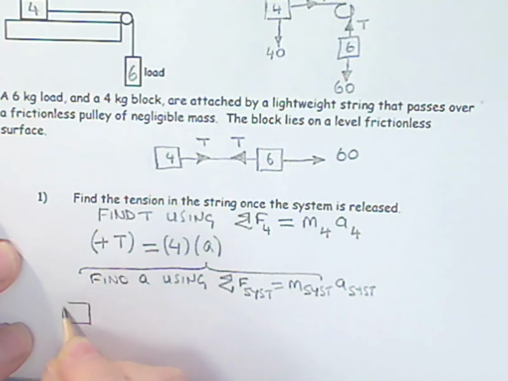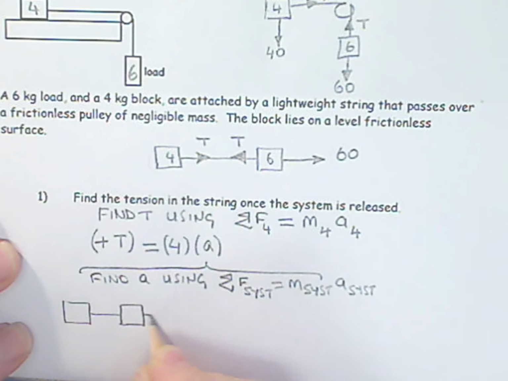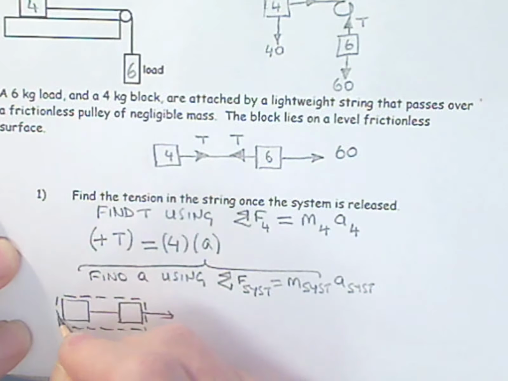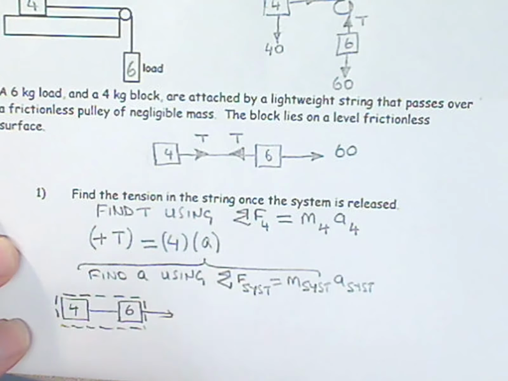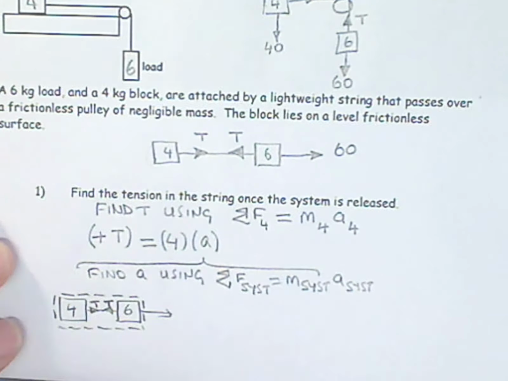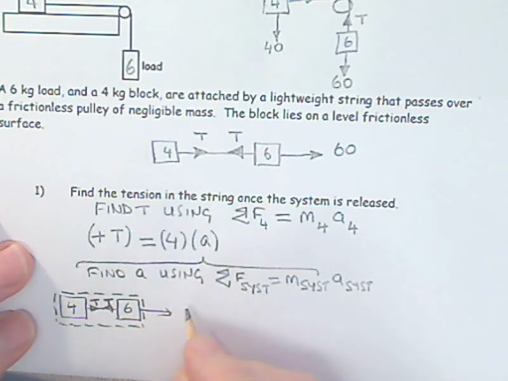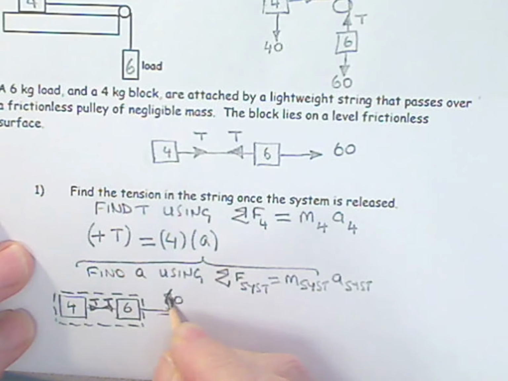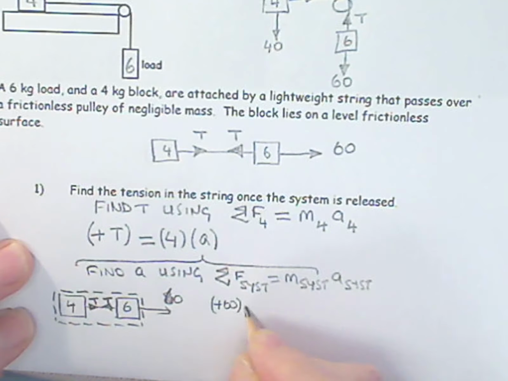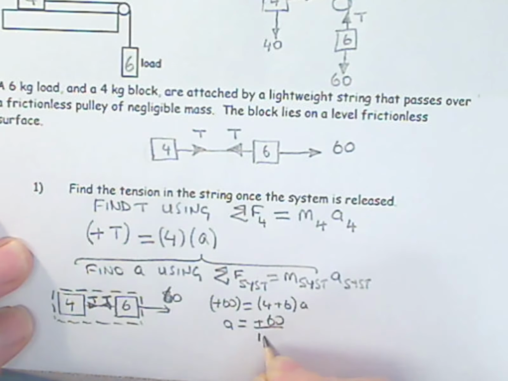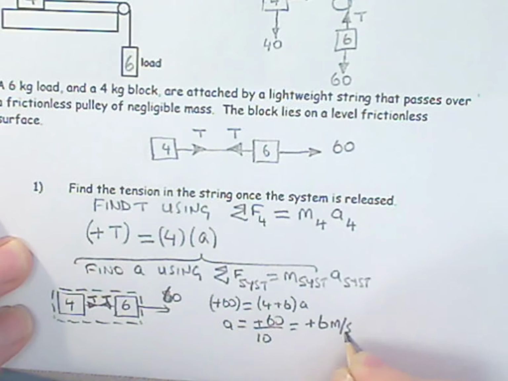And just so we get our diagram right, my system is those two masses connected together and treated as one thing. So that's 4 and that's 6, and my tensions are internal to this system, so I don't worry about these guys. It's like sitting in your car and pushing on your dashboard and expecting to accelerate forwards. It's not going to happen because that's an internal force. So looking at my diagram, there's my 60. So I say plus 60 is equal to 4 plus 6 times A. So A is going to equal plus 60 over 10, which equals plus 6 meters per second squared.